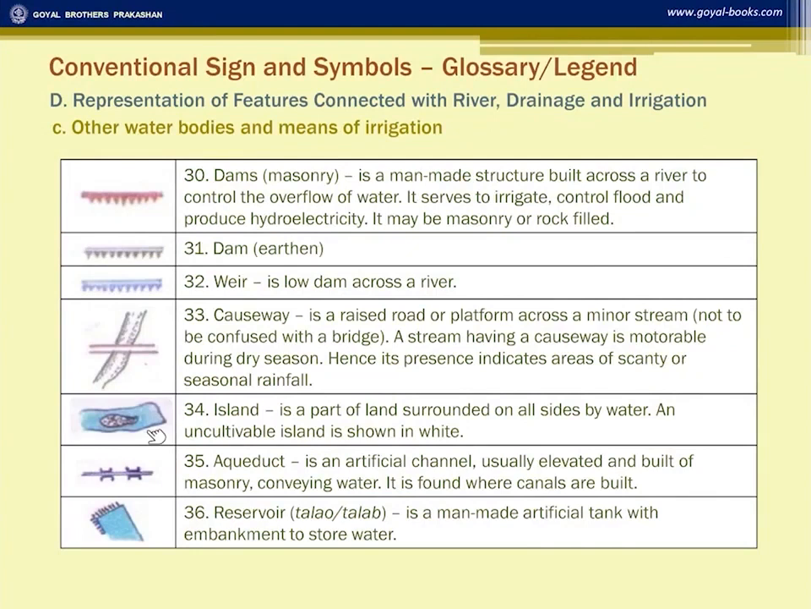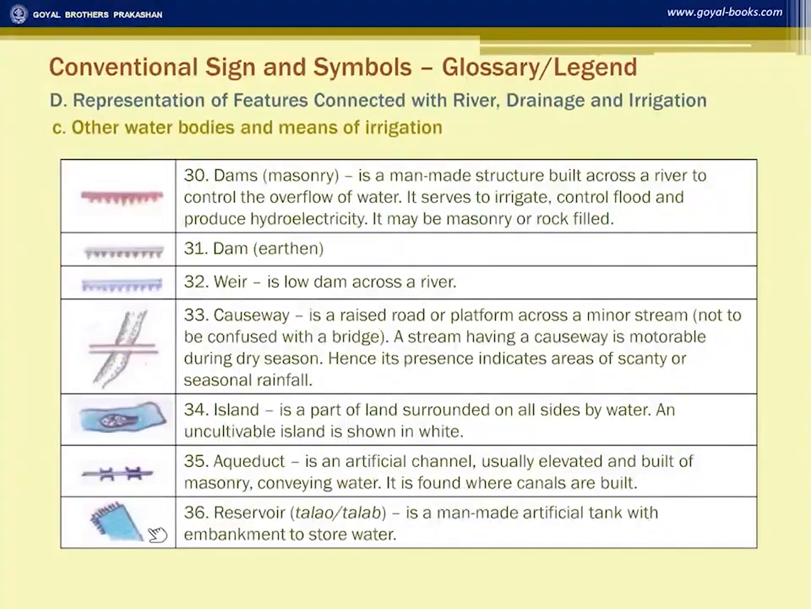Then you have the island you see in the river, the main river. You will see sometimes white patches that show the island. An island is a part of land surrounded on all sides by water. Uncultivable island is shown always in white, and when you are asked what is the white patch in the river, one can just say it is an island.